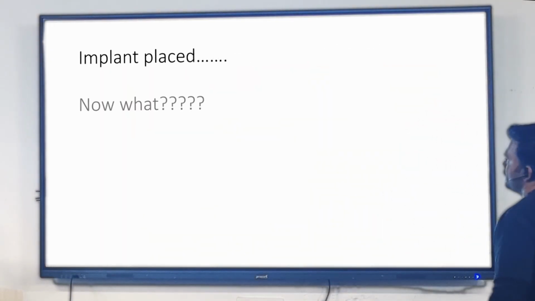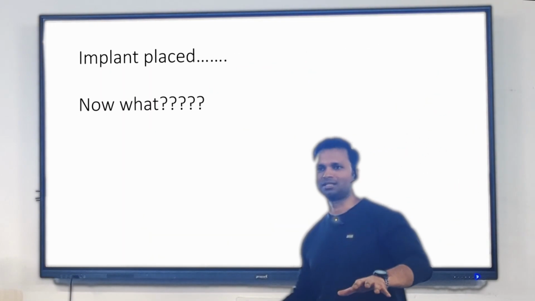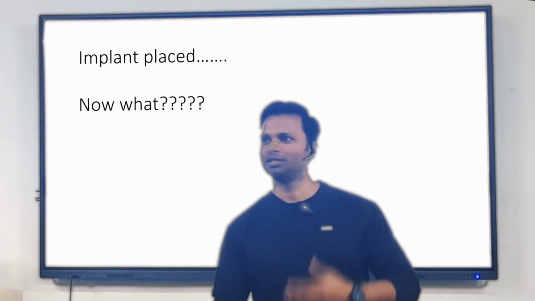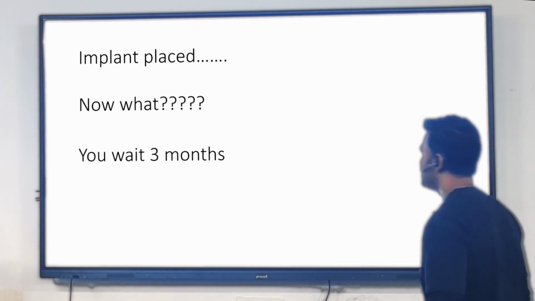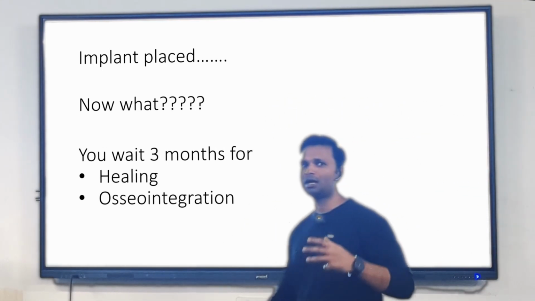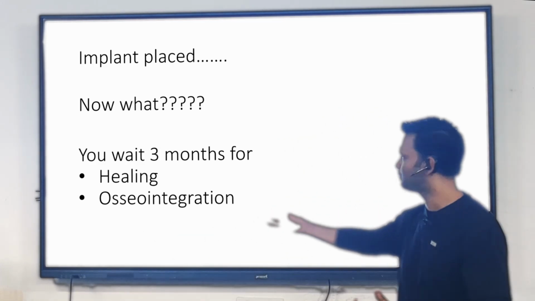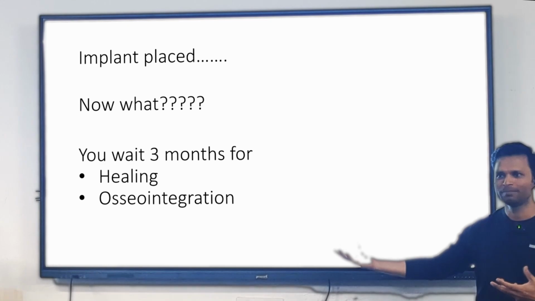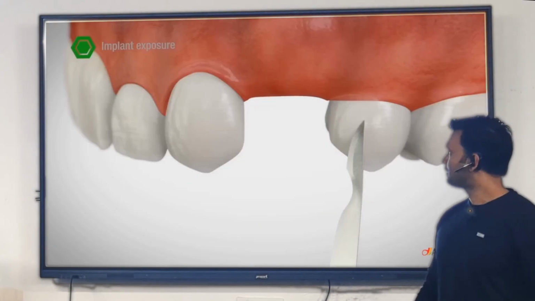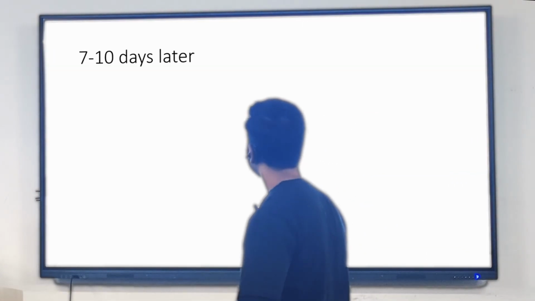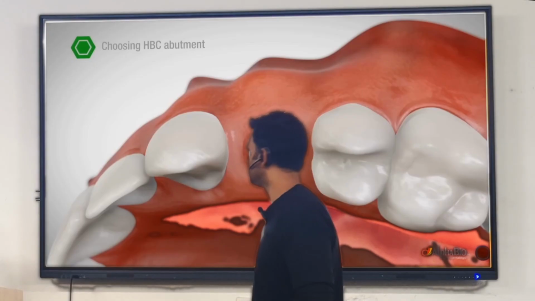Okay. Next. So now the implant has been placed. Now what to do? Nothing. You wait for 3 months, right? So why do you wait for 3 months? You want the surrounding bone to heal and the implant to get osseointegrated. Okay. Next. So after 3 months, go back. After 3 months, back.